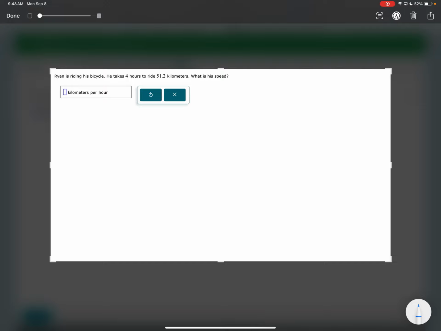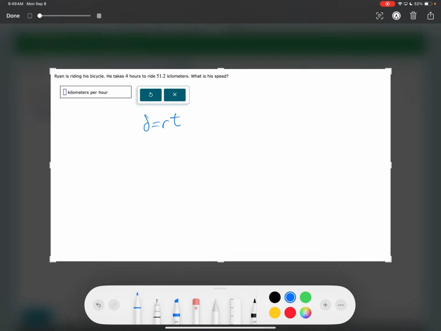All right, Ryan is riding his bicycle. He takes 4 hours to ride 51.2 kilometers. What is his speed? You don't really need to know this formula. It's D equals RT if you want it. I'll write that on the board. His distance is 51.2. His rate is what we are looking for, and it's 4 hours.